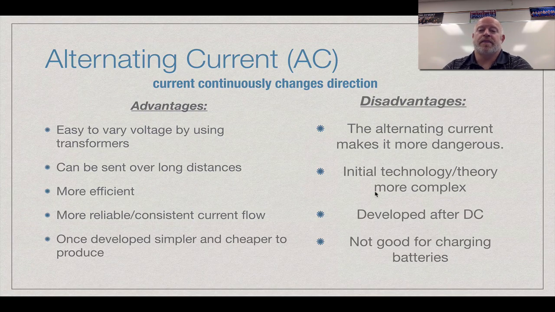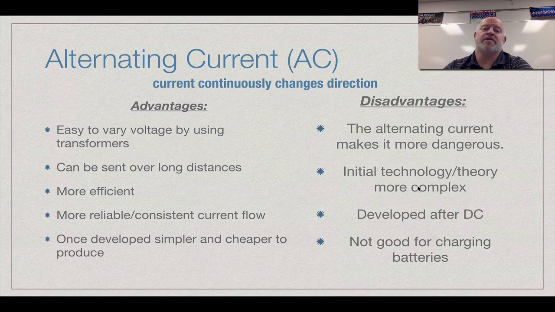Now, it is more dangerous. Because it's alternating current, it is definitely a more dangerous way of powering things because you're constantly pushing electrons back and forth across something. Anytime you switch directions, that creates more danger. The technology was harder to develop. Once it was developed, it was easier, but it took them more work to figure it out. It came later because the initial technology was harder to develop.